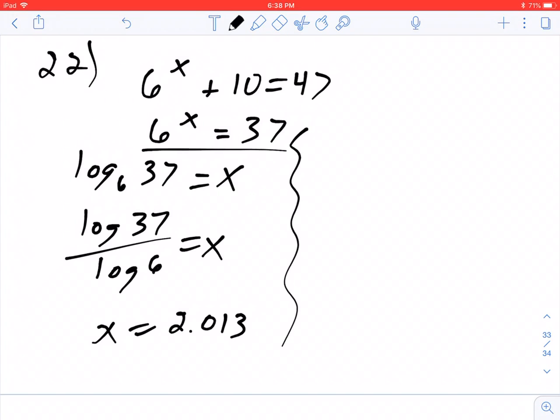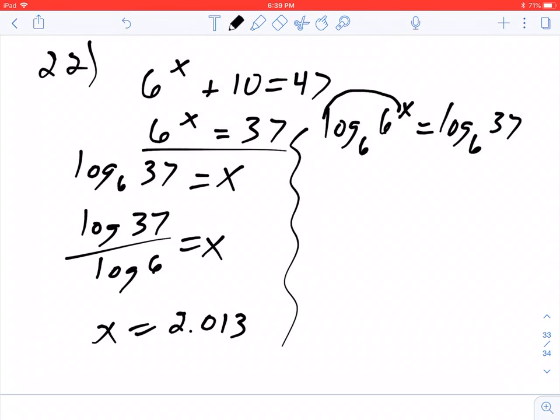Now, the other way to do this problem would be starting right here with 6 to the x equals 37. You could actually take log base 6 of both sides. So if I do log base 6 of 6 to the x equals log base 6 of 37, you can see that I log base 6 of both sides. That's fine because the equation is still balanced. Now on the left-hand side, we have log base 6 of 6 to the x. What's going to happen is this x is going to come down in front of the log because of the power property.